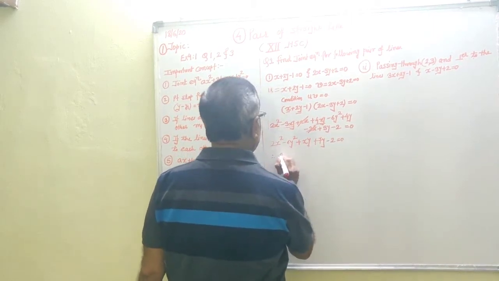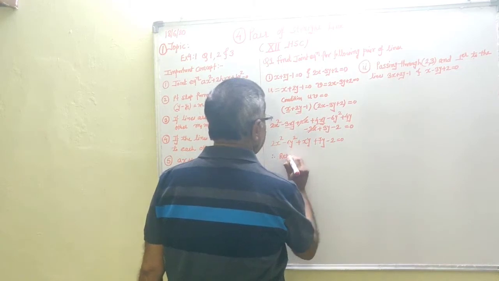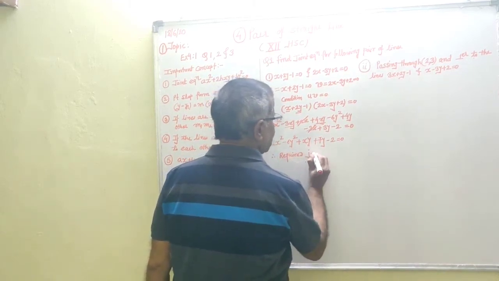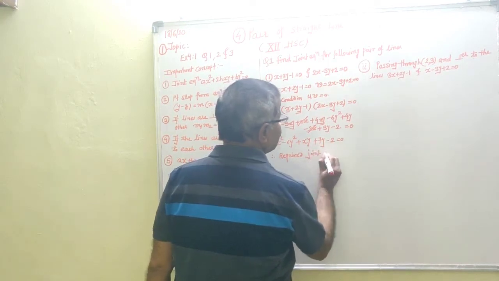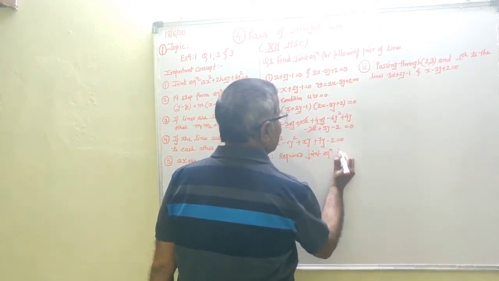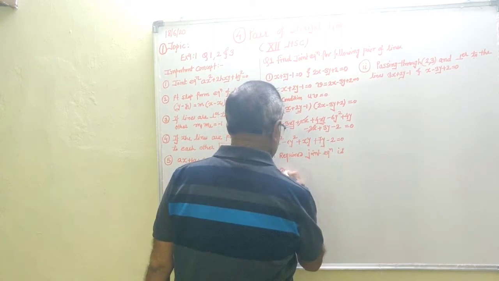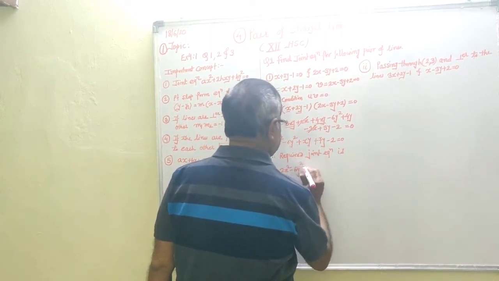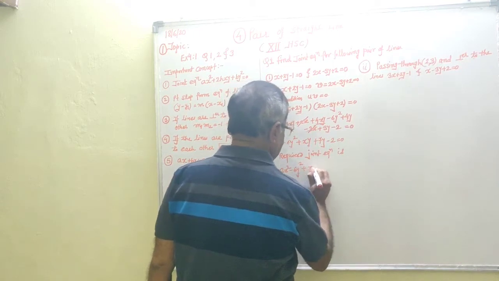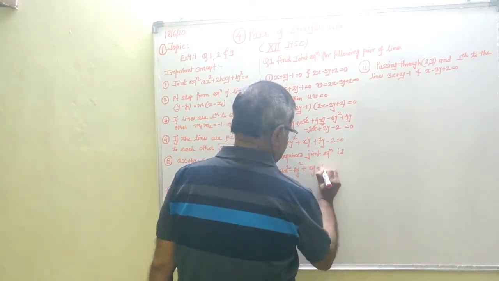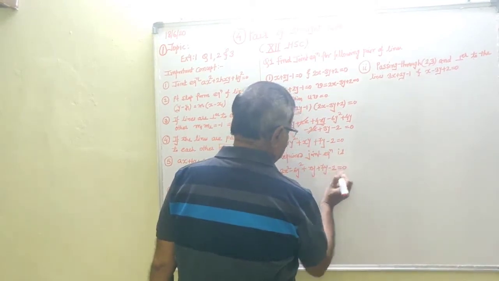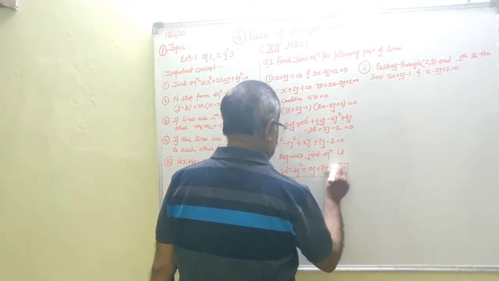Therefore, the required joint equation is 2x square minus 6y square plus xy plus 7y minus 2 is equal to 0. I hope you understand this problem.